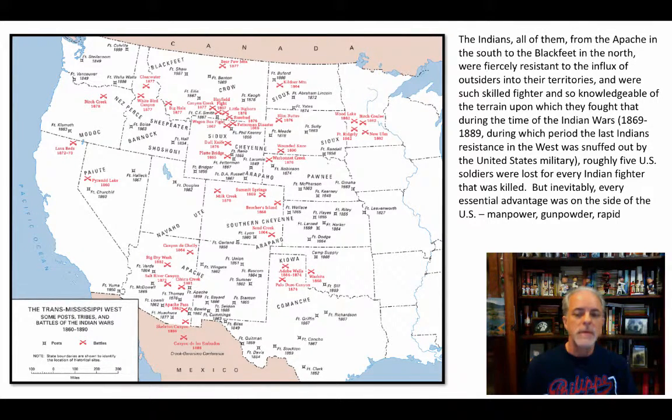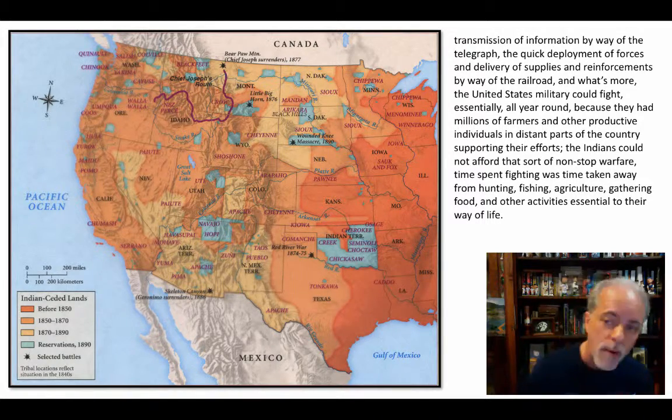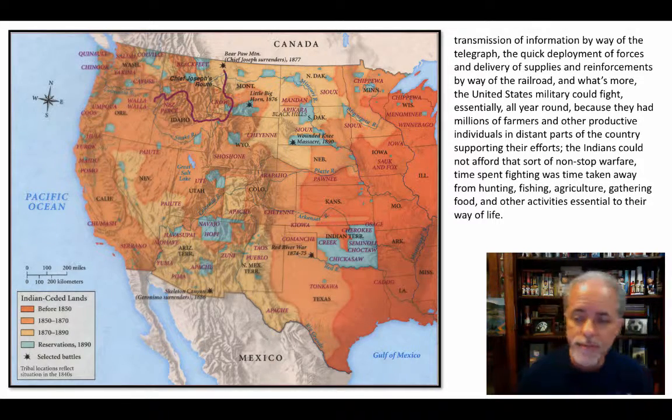But inevitably, every essential advantage was on the side of the United States. Manpower, gunpowder, rapid transmission of information by way of the telegraph, the quick deployment of forces and delivery of supplies and reinforcements by way of the railroad, and what's more, the United States military could fight essentially all year round because they had millions of farmers and other productive individuals in distant parts of the country supporting their efforts.